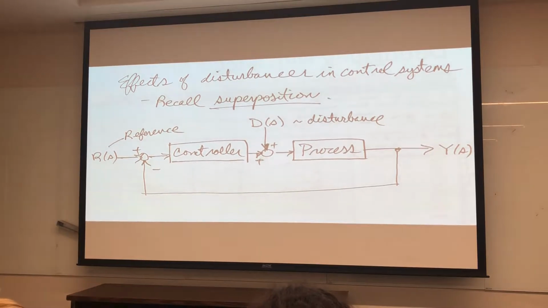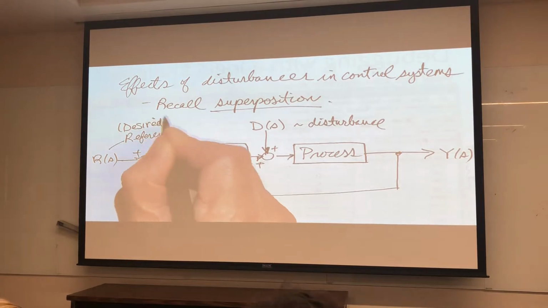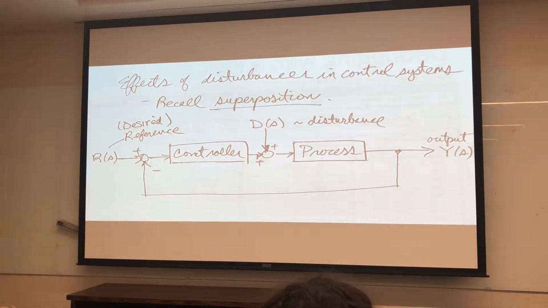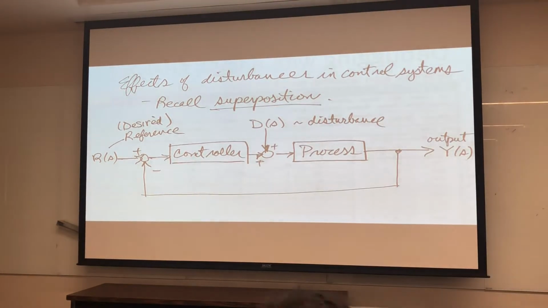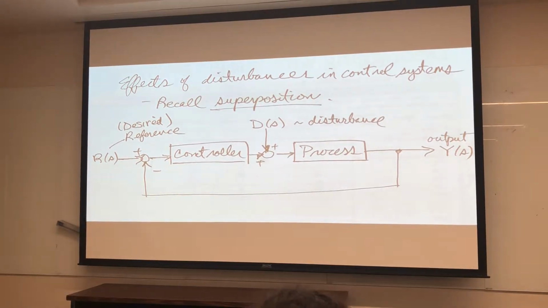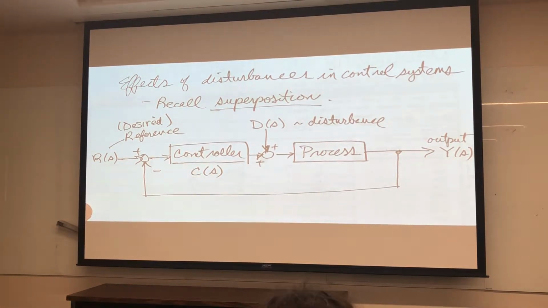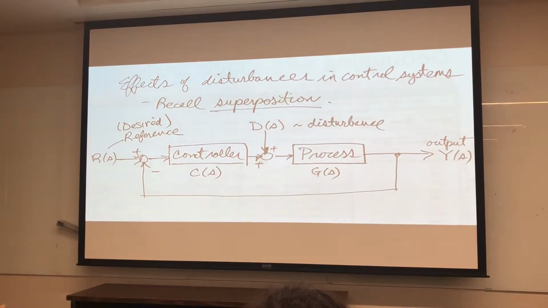R is the reference or the desired behavior. Disturbances are generally undesirable, and this is the output. Okay, so this is the problem that we're going to consider today. What is the effect of the disturbance on the output? We're using Laplace transforms for modeling, so let's give this controller a transfer function C of S, and we'll give the process a transfer function G of S.